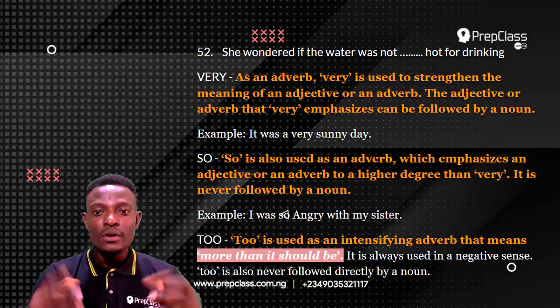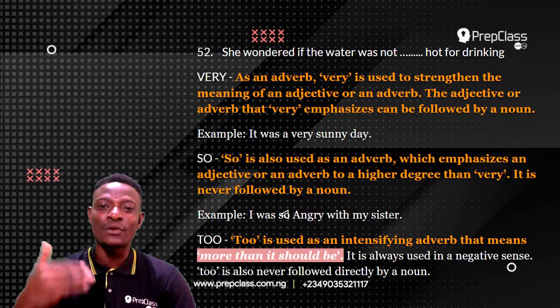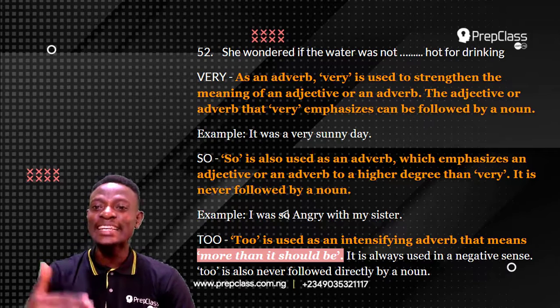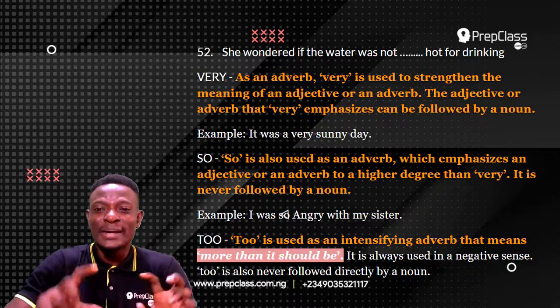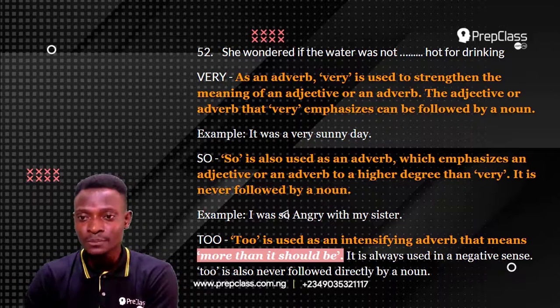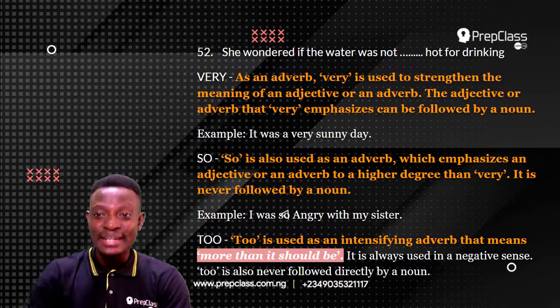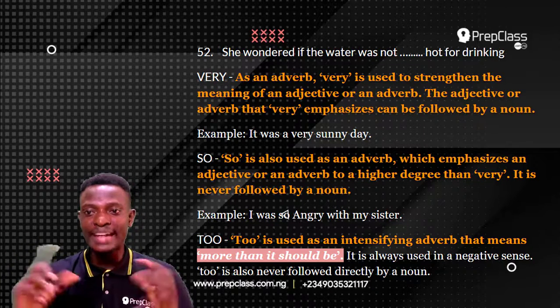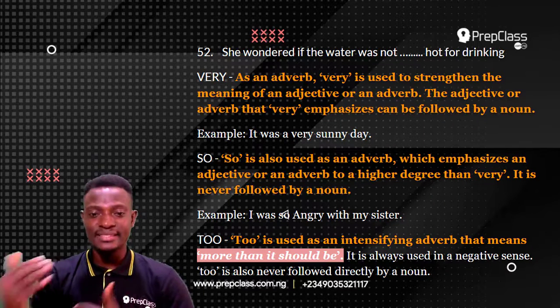Now, so is also used as an adverb which emphasizes an adjective or an adverb to a higher degree than very. Now, when you use so, you want to express something that very cannot actually express best for you. I am so happy with you. It is different from I am very happy with you. There's a higher degree of happiness when you use so. And so is never followed by a noun. Example, I was so angry with my sister.